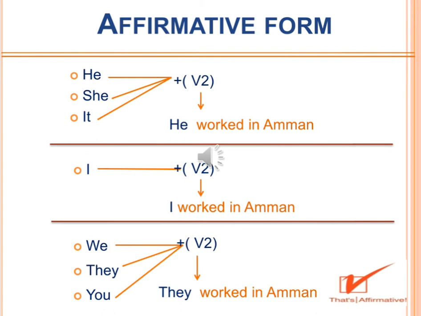Affirmative form: he, she, it, plus verb 2. Example: he worked in Amman. I plus verb 2. Example: I worked in Amman. We, they, you plus verb 2. Example: they worked in Amman.